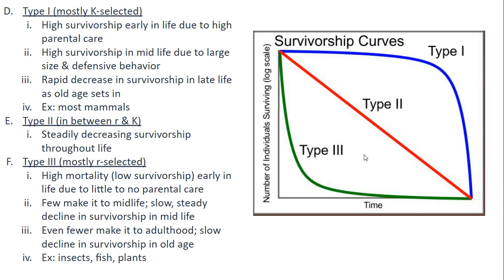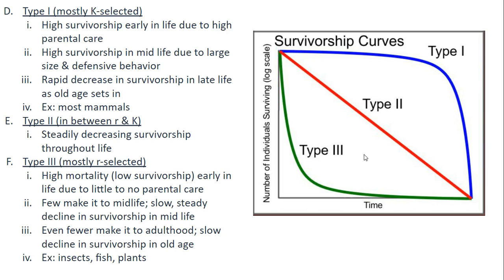Going into a little bit more depth with each type. A species that practices type 1 survivorship usually is K selected. They have high survivorship early on in life due to the parental care. That high survivorship in midlife continues due to their large size and defensive behavior, but we see a rapid decrease in survivorship later in life as old age begins to set in. It's most mammals that tend to show this type of survivorship.